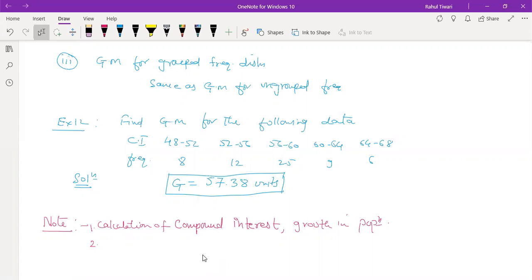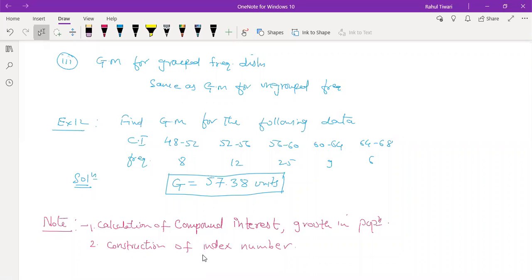Next one, it is useful in the construction of index number. I will tell you what an index number is. Basically, you have an entire unit on it, I can say maybe next semester, based on the index number.